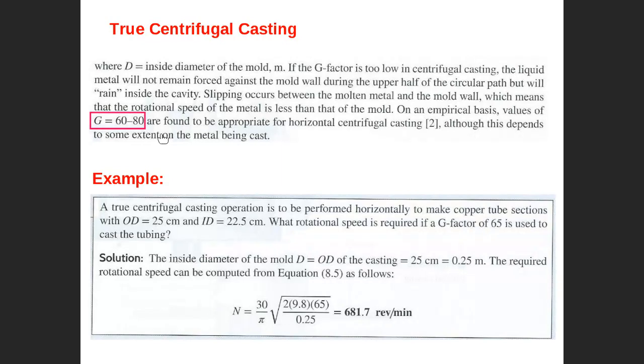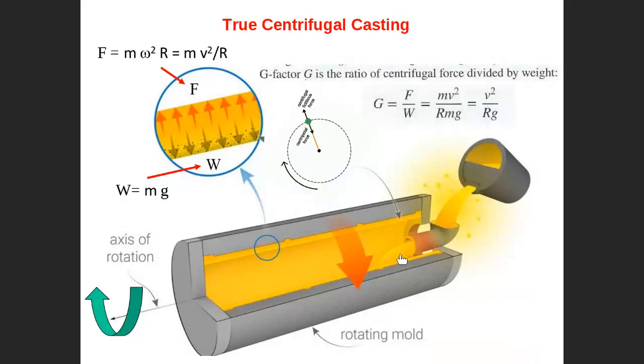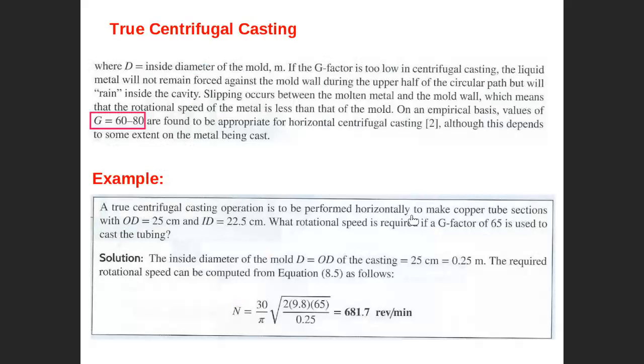Let's see an example. I will try to solve the example together. A centrifugal casting operation is to be performed horizontally. As you can see here, this is the one horizontally. Horizontally means the axis of rotation is on a horizontal axis. It is to make a copper tube section, outer diameter 25, inner diameter 2.5. What is the rotational speed if the G factor is 65? What is the needed rotational speed to do this casting process?